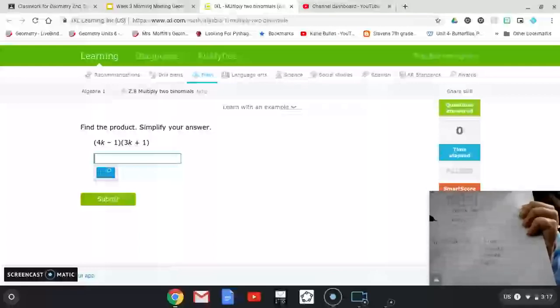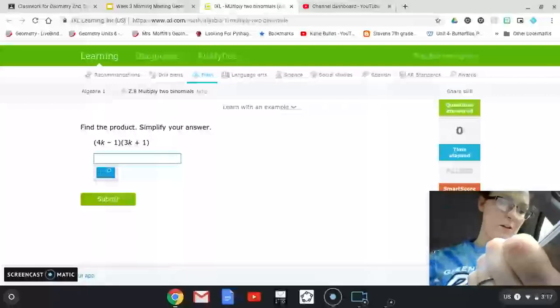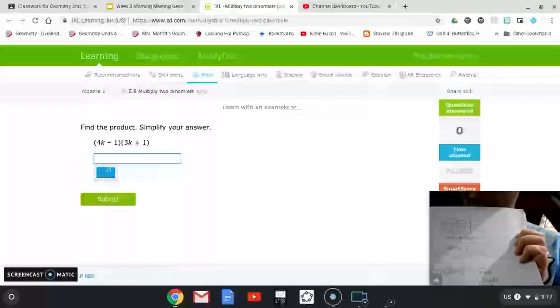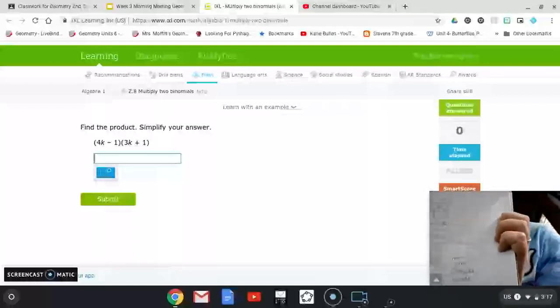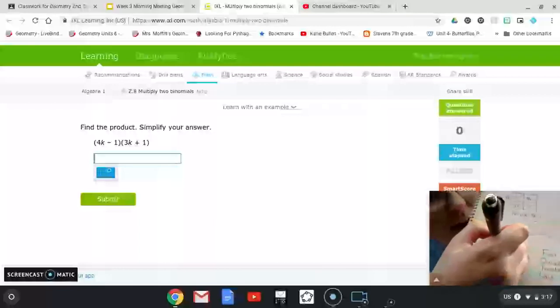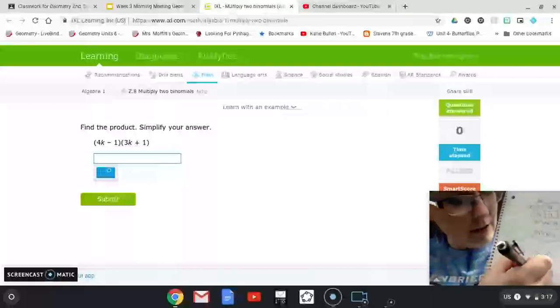First means we're going to do the first term times the first term. So I'm going to do 4k times 3k. That's going to give me 12k squared. O stands for the outside. So if I multiply the outsides together, I have 4k times positive 1. So that's going to give me a positive 4k.